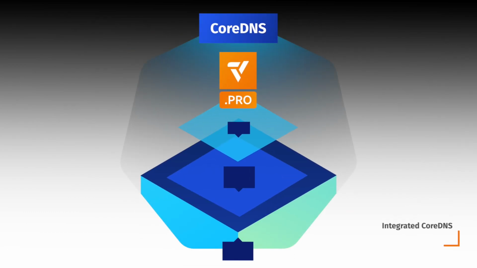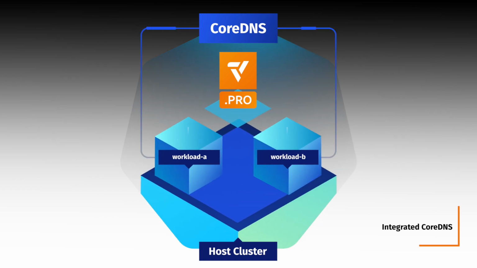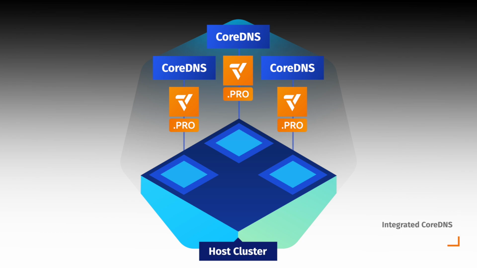Next up, integrated CoreDNS. vCluster Pro uses fewer pods per vCluster. CoreDNS and the syncer are now in the same container. The API server container and the syncer plus CoreDNS container all run in a single pod.